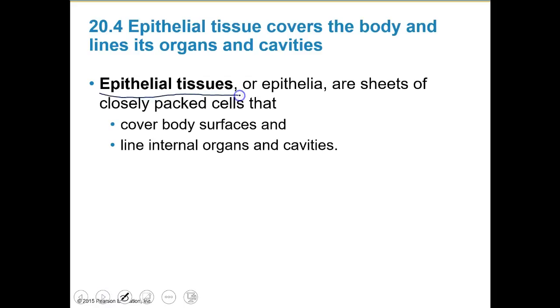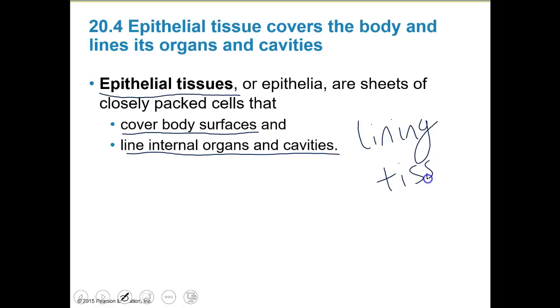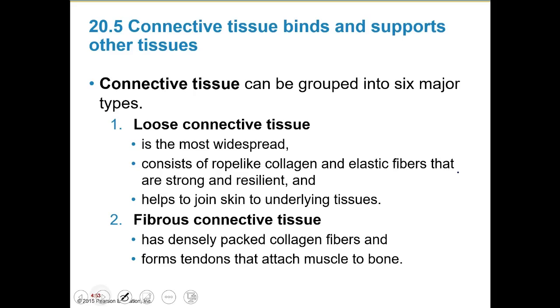Epithelial tissues are sheets of closely packed cells. These cover body surfaces and line internal and external organs and cavities. I like to refer to epithelials as lining tissues, because they line your outside, as far as skin is concerned, but they also line the inside, like your organs and your trachea and your esophagus. They're all lined with epithelials.